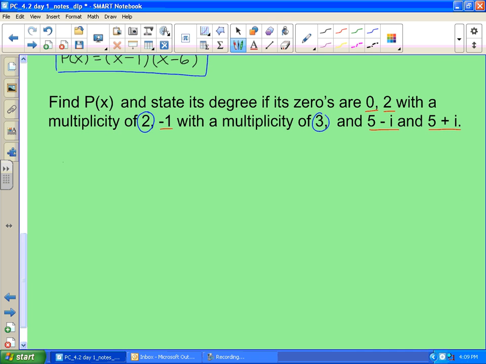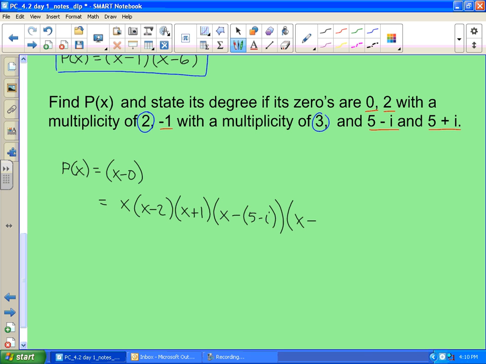Okay, so we just repeat our process again. Write everything. 0 as a factor. So x minus 0. Even though x minus 0 is technically correct, this really is just saying x. And then 2, x minus 2. And then 0 of -1, which is an x plus 1. And then a 0 of 5 minus i. So I'm going to write it like this, x minus, and then in another set of parentheses, we have 5 minus i. And then we have an x minus, and then this time a 5 plus i.